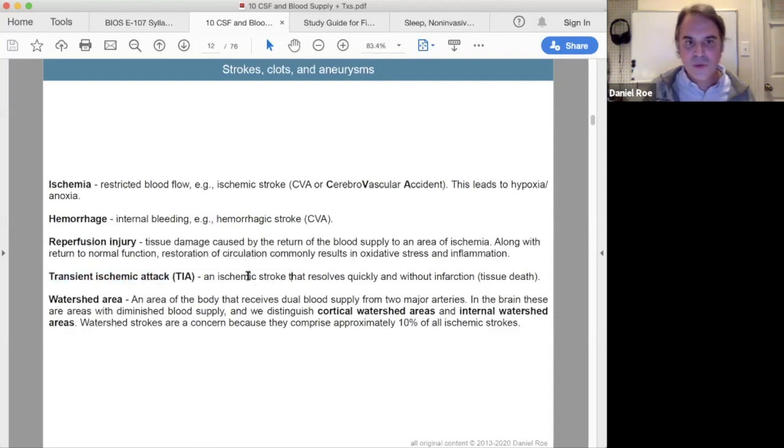Transient ischemic attack, you've probably heard of that one. Just a quick stroke that resolves quickly without infarction or without clear infarction. I can't imagine it's good for a brain, right? But there's no clear evidence of infarction in TIAs.